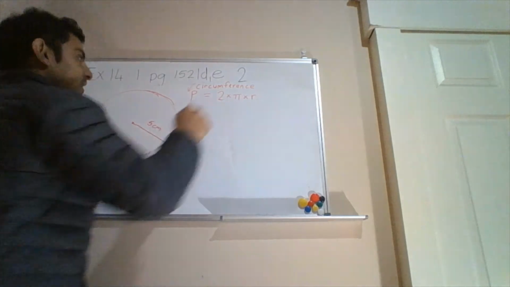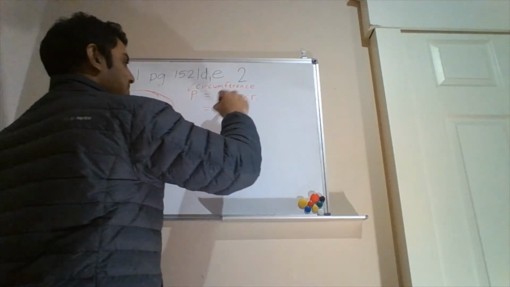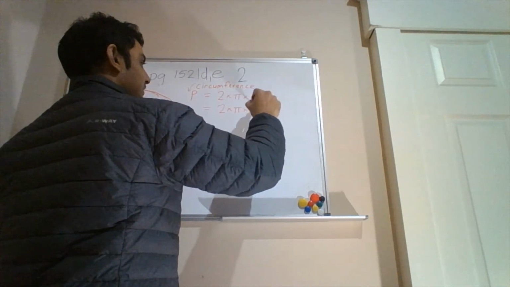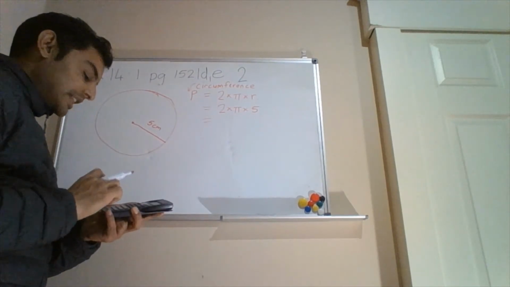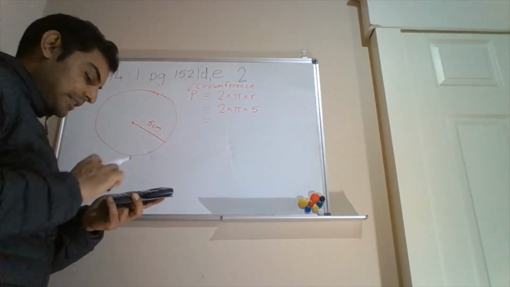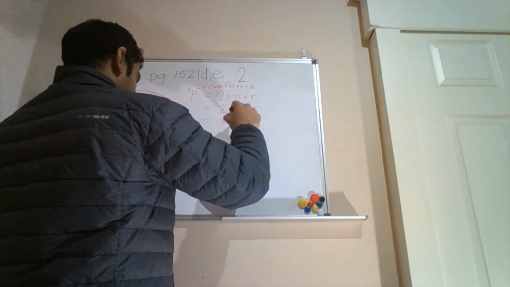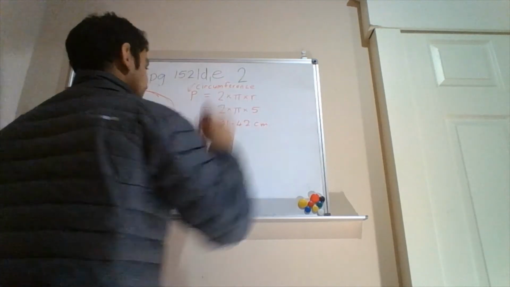Okay, so we have our radius, so all I'm going to do is plug and play. 2 times pi, substitute the value 5. Let's see what this gives us. 2 times pi times 5, I get 31.42, and our unit is centimeters.